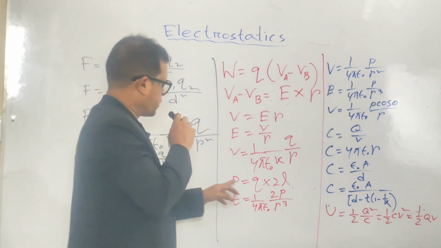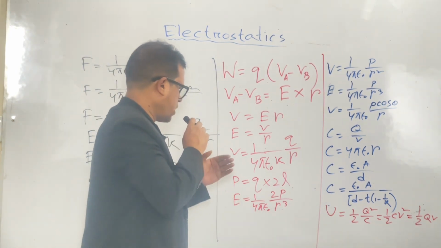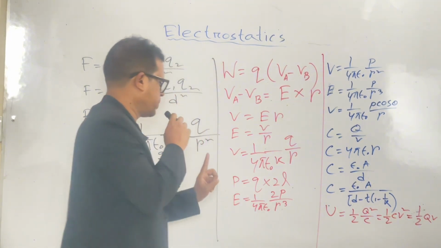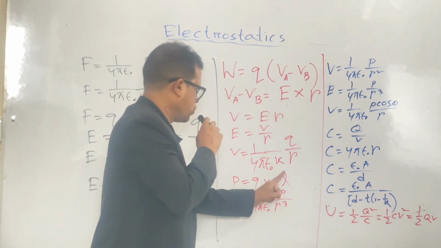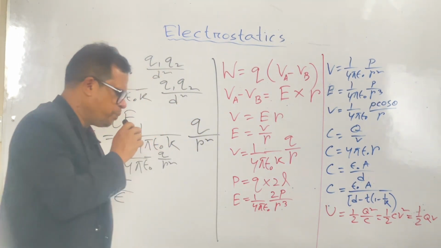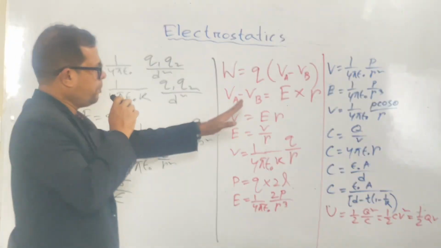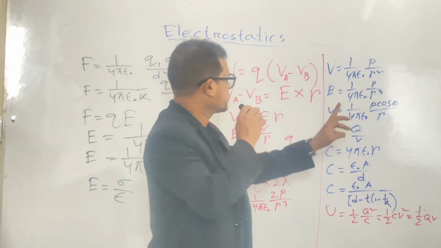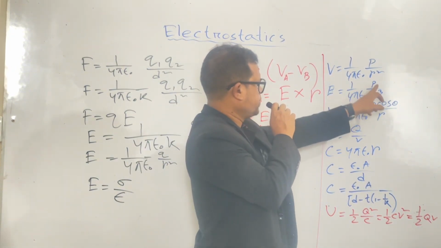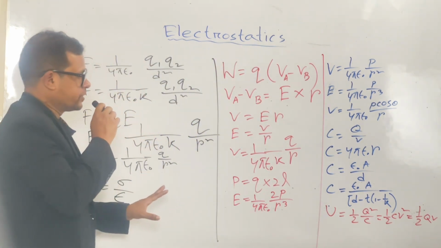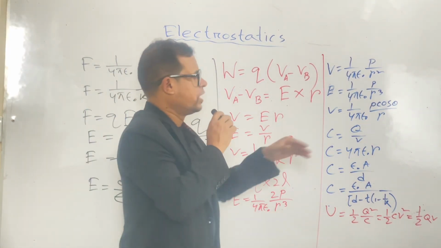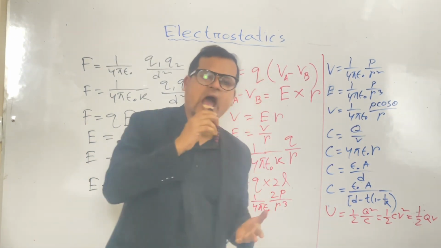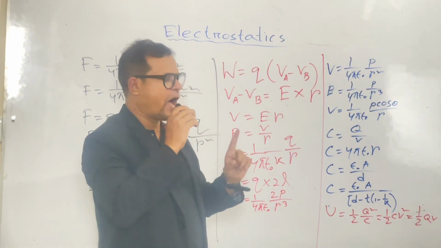Just remember this. If a question asks you to find P and gives you Q and the distance L, then you apply P equals Q multiplied by L. E equals 1 over 4 pi epsilon naught 2P over r cube. V equals 1 over 4 pi epsilon naught P over r square, and E equals 1 over 4 pi epsilon naught P over r cube. Dear guys, try to understand these are for the dipole moment, and V equals 1 over 4 pi epsilon naught P cos theta over r square.